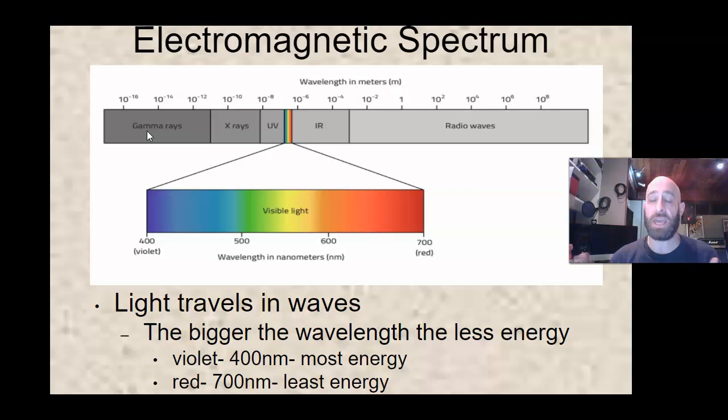So think about waves hitting the shoreline, the ocean waves, right? So waves go like this. The distance between one wave and another wave is called the wavelength. The wider that distance, the less energy that something has, and the smaller that distance, the more energy something has.